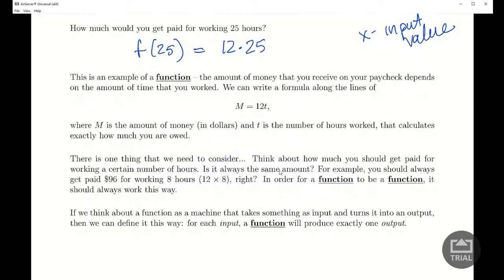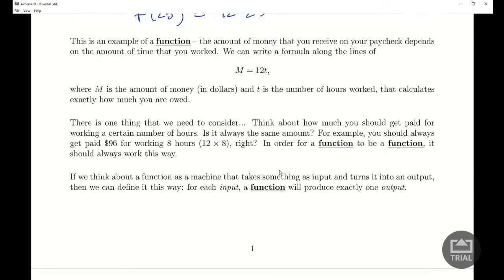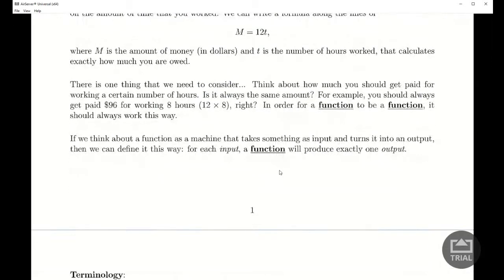Okay, so then this is more of that. So this is an important point. For each input, a function will produce exactly one output. That's the definition of a function. Every input has exactly one output. And graphically, that means that this function passes a vertical line test.